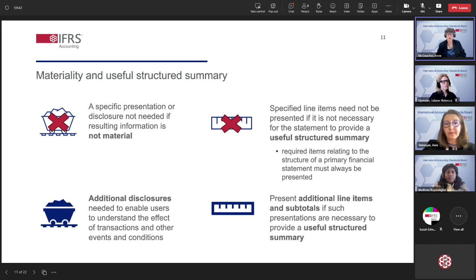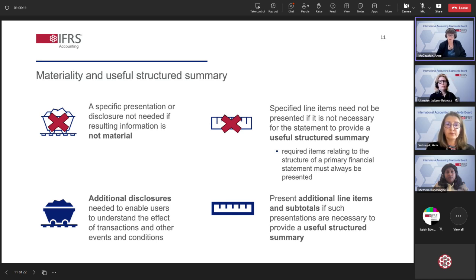Yes, sure. So the requirements on materiality are carried forward from IAS 1 to IFRS 18 unchanged. And there's two important points to note. Firstly, a company need not present or disclose information that's not material, even if there's a specific requirement in an IFRS accounting standard to do so. IFRS accounting standards do not apply to immaterial information.